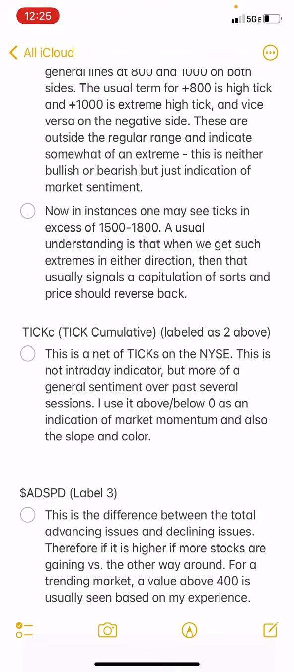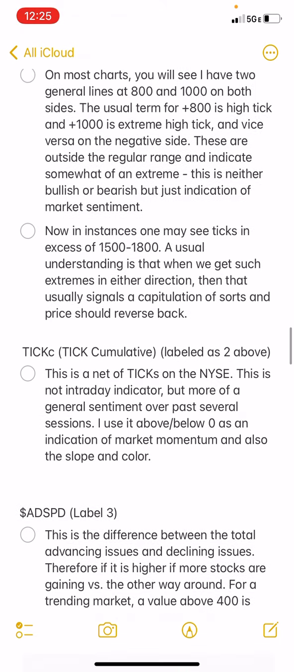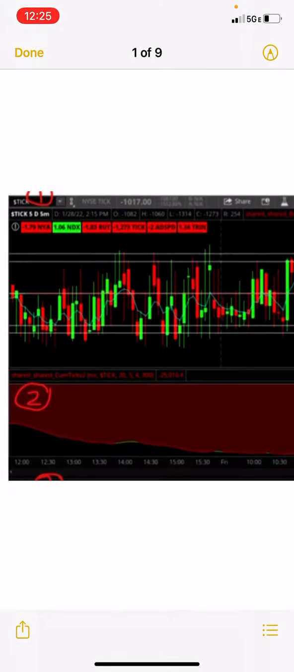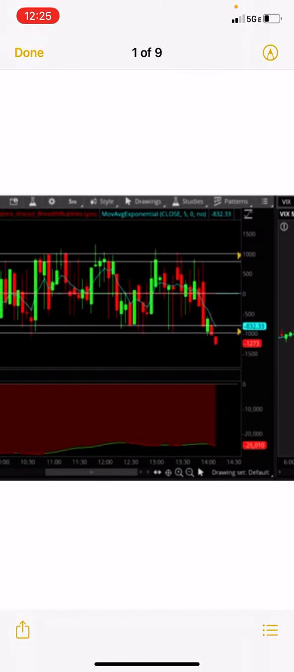I use it above or below 0 as an indication of market momentum, and then also the slope and the Keller. You can see that here, marked 2 here. Okay, so pretty red on the day.